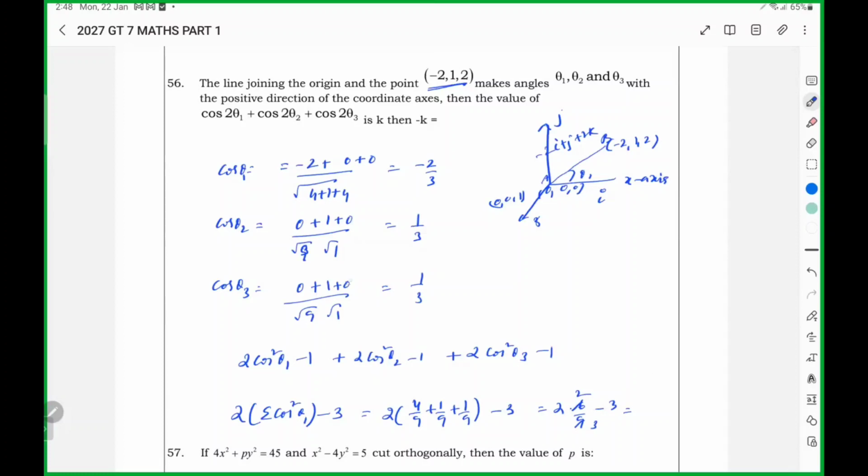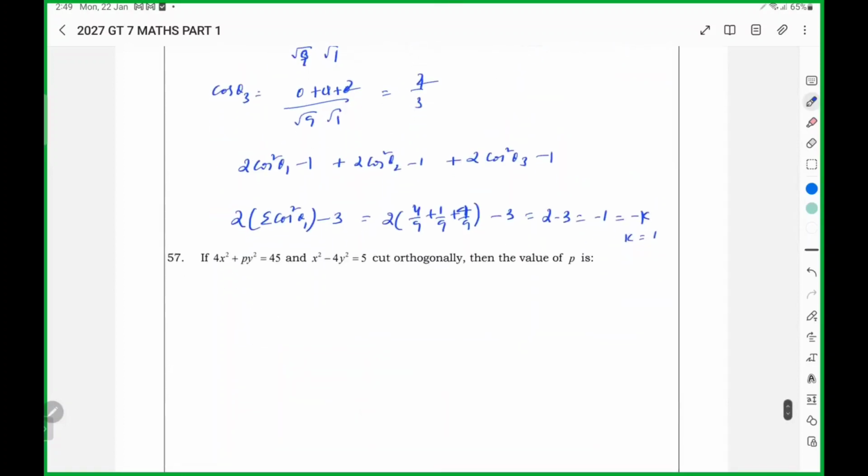Here with the z-axis, it is 0 to 2 by 3, which is 2 minus 3 minus 1, which is minus k. K is 1. And here, cut orthogonally. Orthogonally means at this point you draw tangents, and the angle between them is 90. Differentiate.